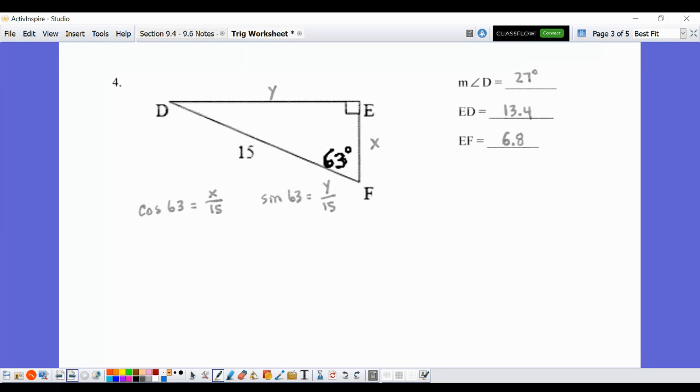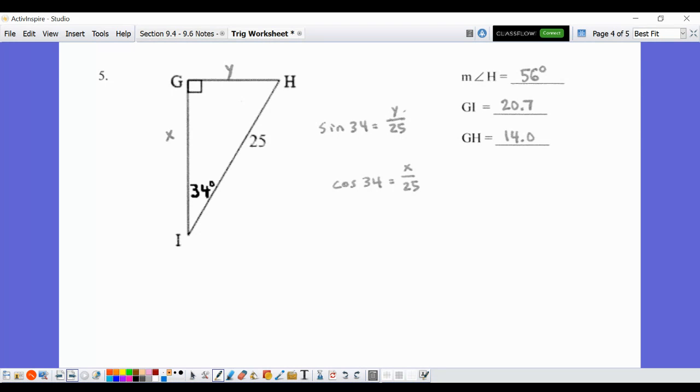Here we go with number 4. Same type of thing. When x is on the bottom, we multiply both sides through here by 15, and get our value for x. That is 6.8. When y is on the numerator again, just multiply by 15, and we get our value for y, DE, at 13.4.